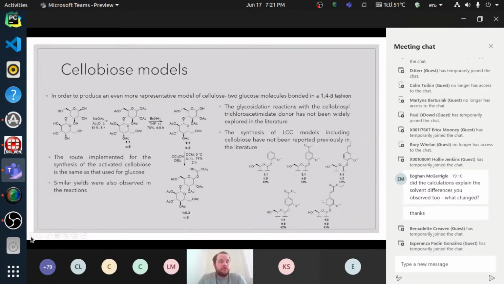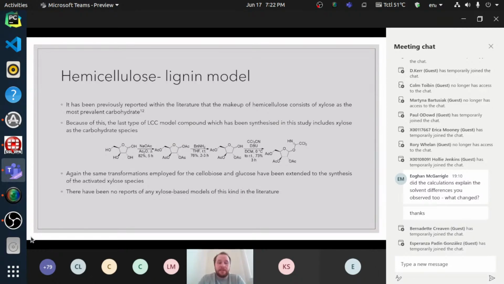We then sort of focused towards hemicellulose. So hemicellulose is the one we spoke about earlier. It's composed of xylose, galactose, mannose, etc. And xylose is the most common found within the hemicellulose, so we used that there. Again, same route: the protection, selective deprotection, and installation of the activation group. There have been no reports of the xylose or the cellobiose models in the literature at all, so this is all completely novel stuff. Very good in terms of water solubility in all of them.